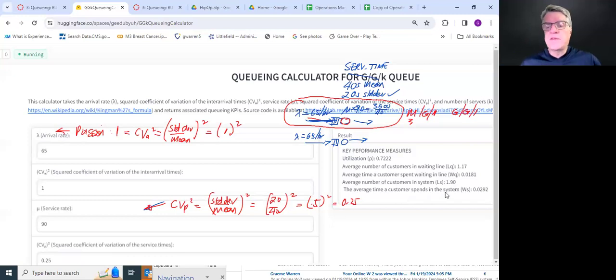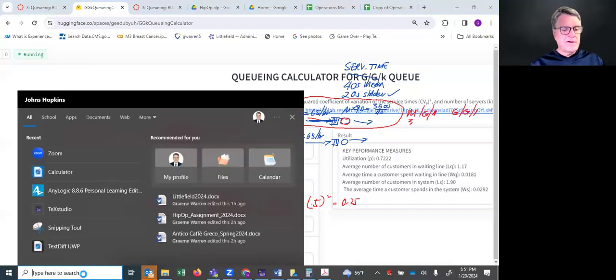And then one of the things that's going to be very important to the customer is going to be the average waiting time in the system, W sub s. And so I'm hoping we can, let me just see if I can get a calculator up here.